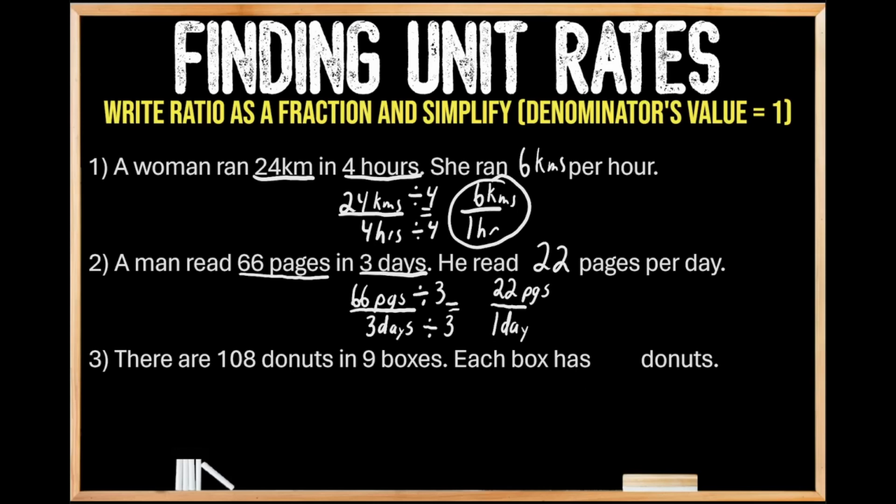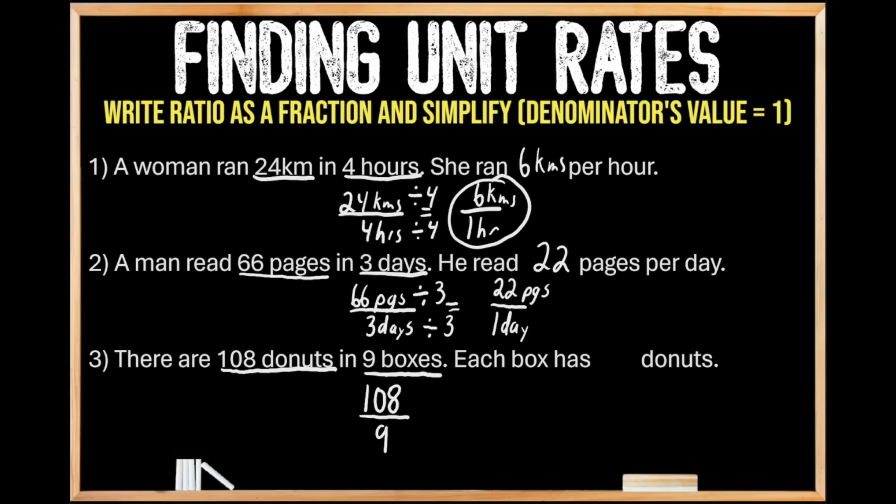Now moving on to question number 3, which states there are 108 donuts in 9 boxes. And we're being asked to figure out how many donuts are in each box. So the first thing we're going to do is set up this ratio. Our first unit is going to be the total number of donuts that we have, which is 108. So our numerator is going to have a value of 108. And then our denominator is going to be the number of boxes, in which we have 9 boxes. So our denominator is going to be 9.